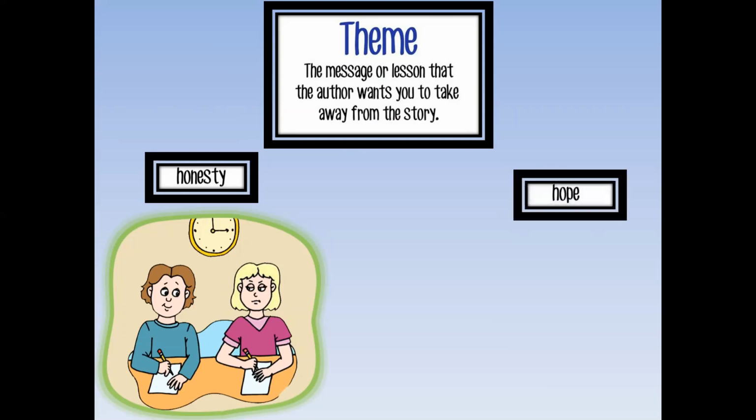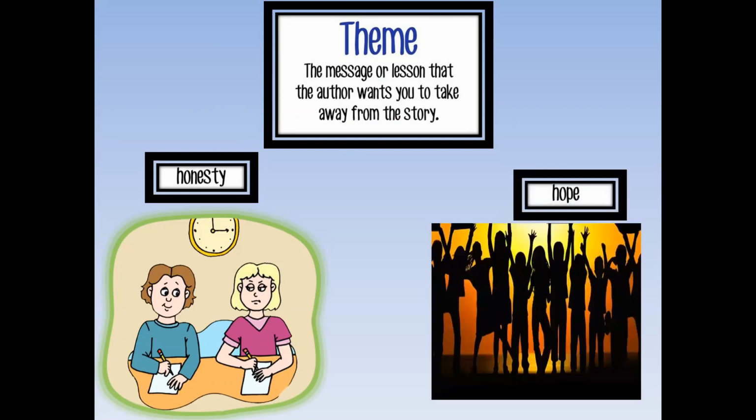The fourth one, sorry. Hope. Look at this picture. So we can get from this picture the hope. We can learn this message, the hope. So the meaning of theme is the message or lesson that the author wants you to take away from the story.